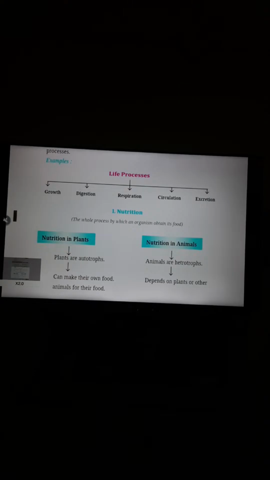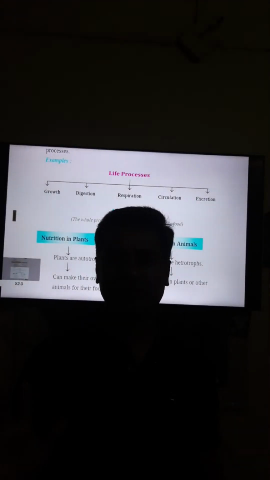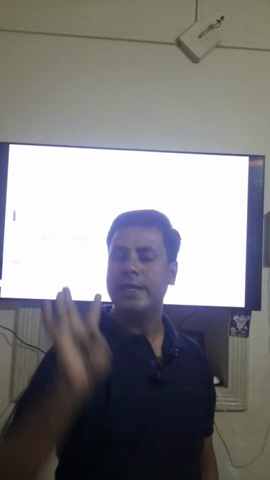So in this chapter, there are four main important topics, students. Which are those four main important topics? Nutrition, respiration, circulation and excretion. These are the four main topics in this chapter you have to remember. Then it will become very easy for you. In the Life Processes chapter, class 10 biology, you have to remember four main important topics.